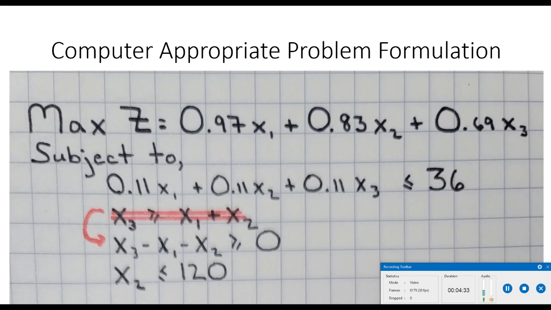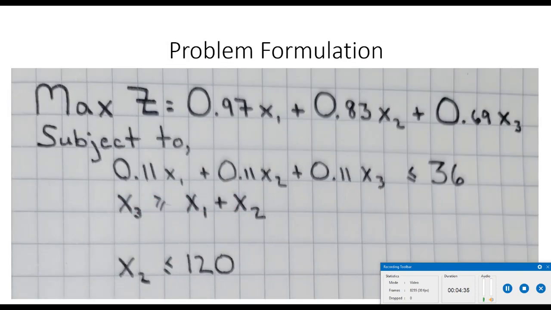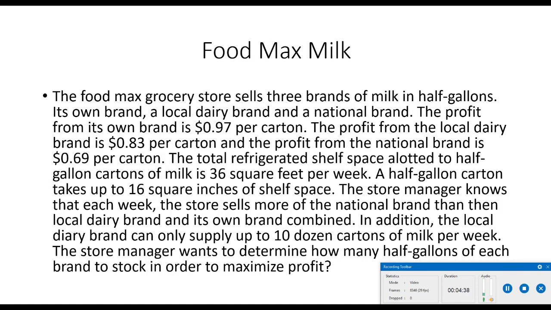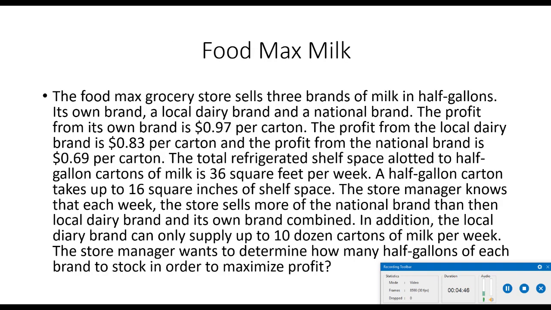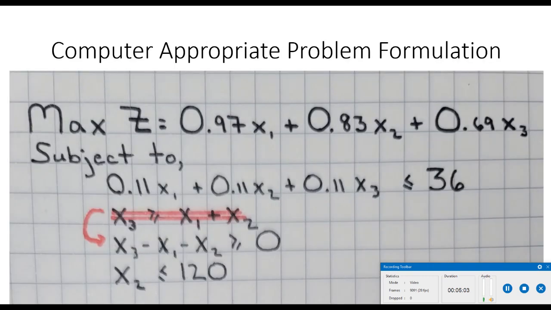So, moving on. Our third is x2 is less than or equal to 120, and we get that because the local dairy brand, x2, can only supply up to 10 dozen cartons of milk per week. That's what we've seen so far. This information now allows us to enter into our computer programs to attempt to determine the correct answer. So let's do that now together.